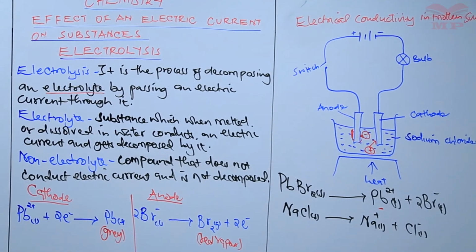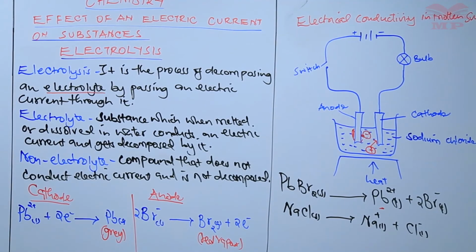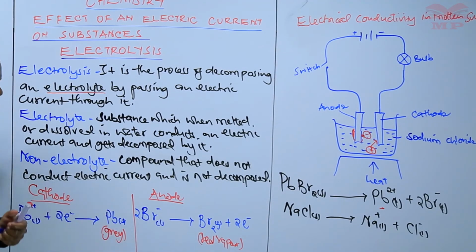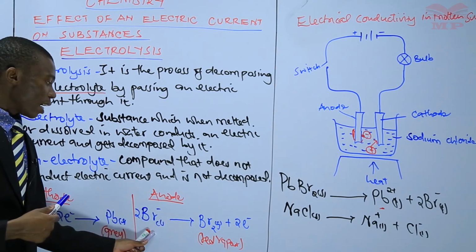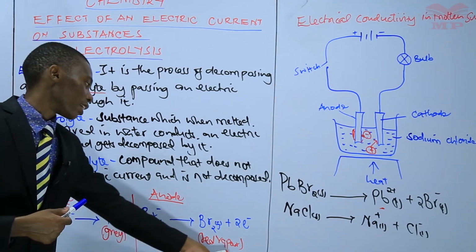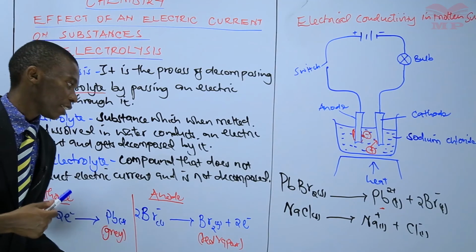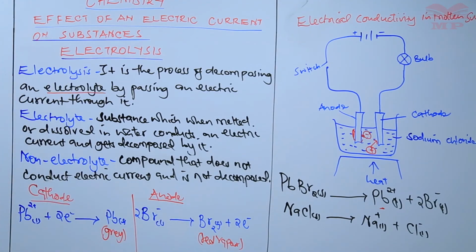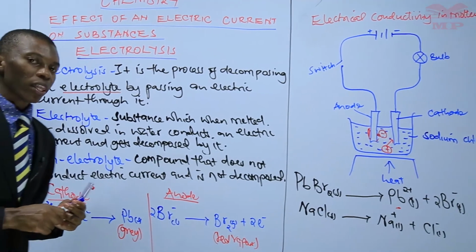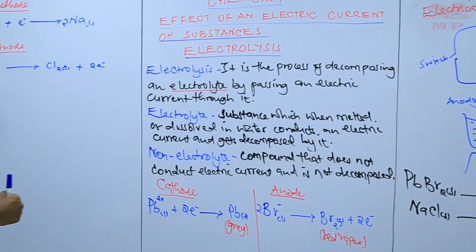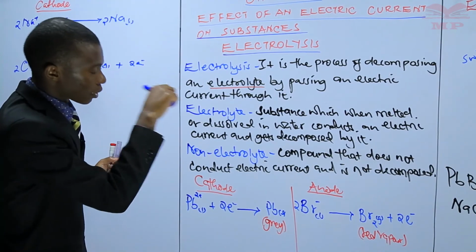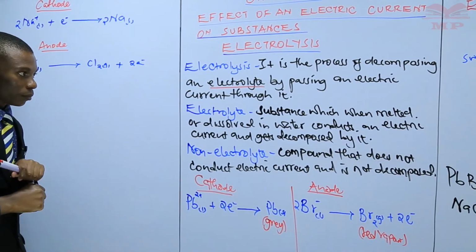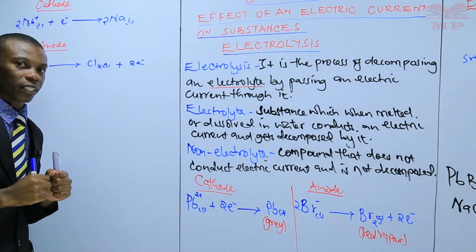Lead gains 2 electrons, which are negatively charged. An electron is negatively charged. Then lead metal is deposited. Then at the anode, bromide ions lose electrons, and a red vapor, which is bromine gas, is produced or is seen at the anode. Therefore, that's what happens at both the anode and the cathode. And this is also what happens at both the cathode and the anode when we have sodium chloride as the molten substance.